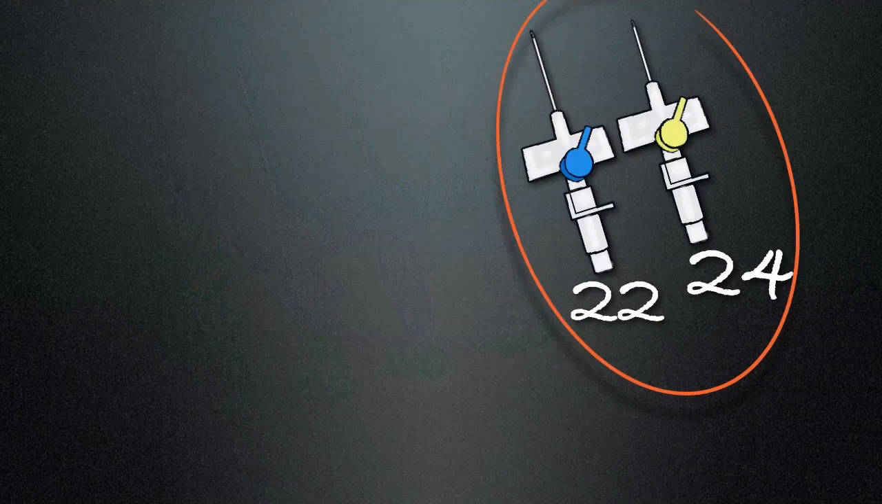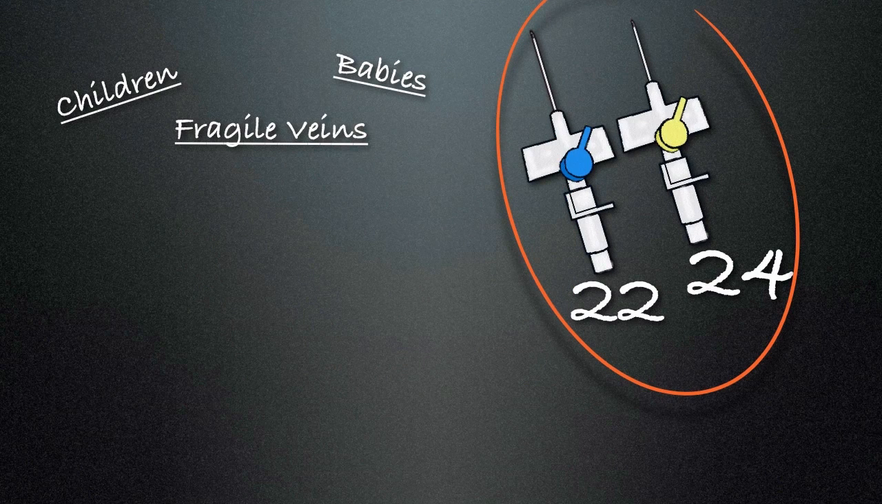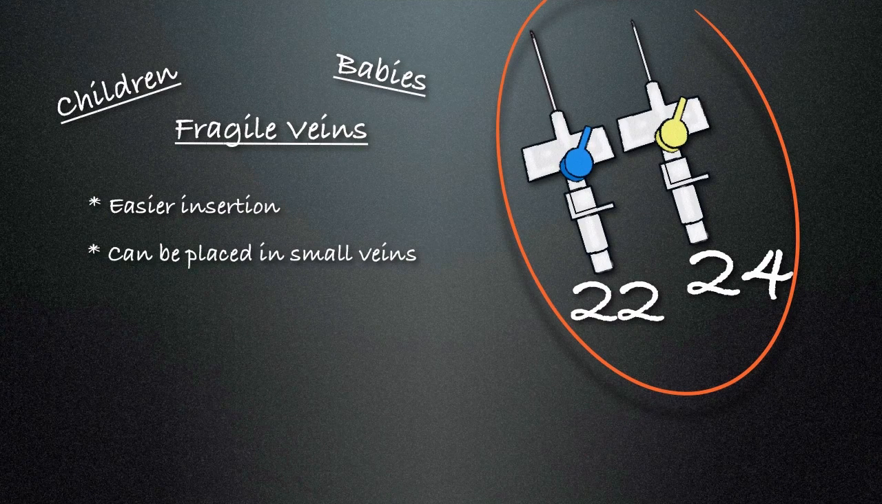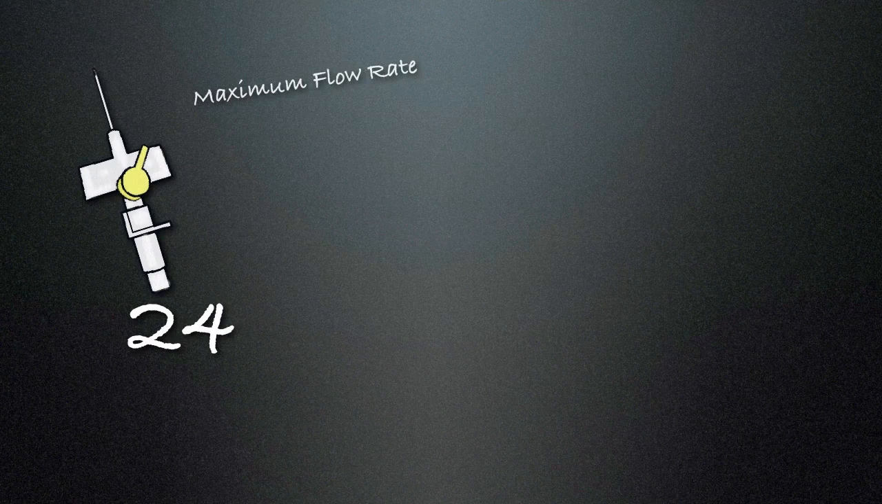22 and 24 gauge IV cannulas are used more so with children and babies, or in people with small, fragile veins. Because they are considerably smaller, insertion is easier and they can be started in small veins. But because of their size, blood or blood products cannot be given through them, and fluids cannot be given at a fast rate.